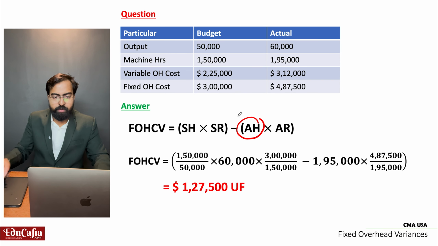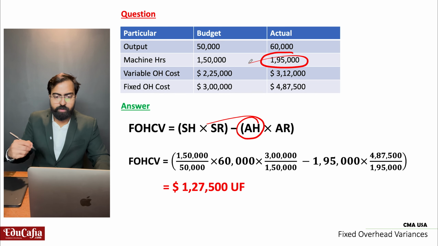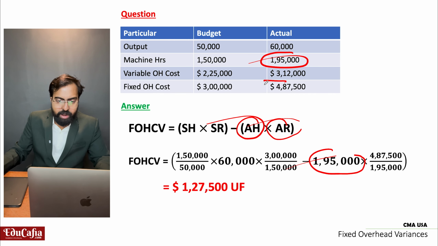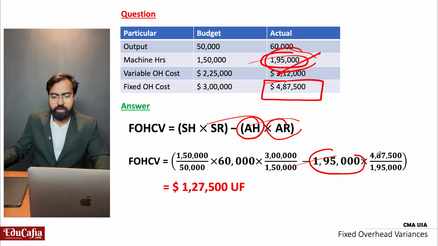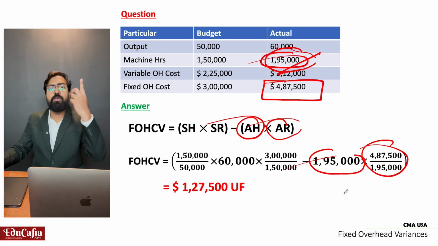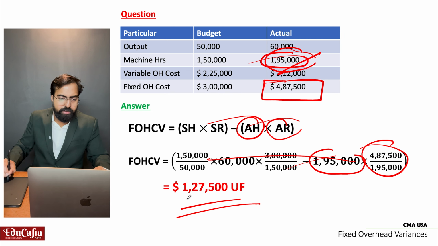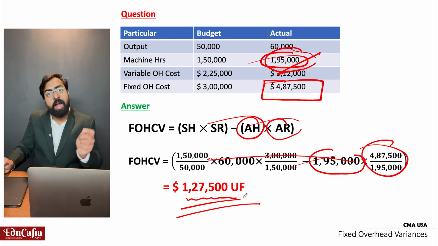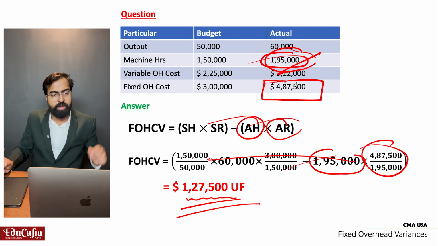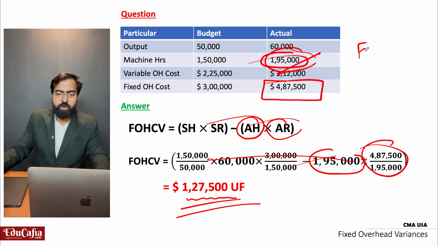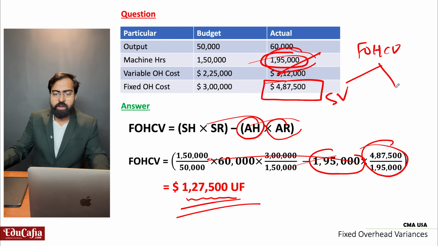What is the actual hour? Actual hour is 1,95,000. Actual rate is 4,87,500 divided by 1,95,000, right? Then only we will get the per hour rate. So if you do all these, we will get 1,27,500 unfavorable. You got it? So this is nothing but the fixed overhead cost variance. So fixed overhead cost variance is divided into spending variance and volume variance.